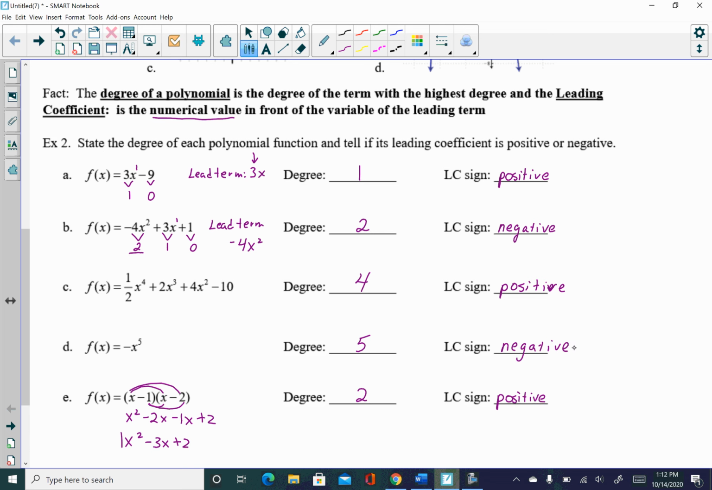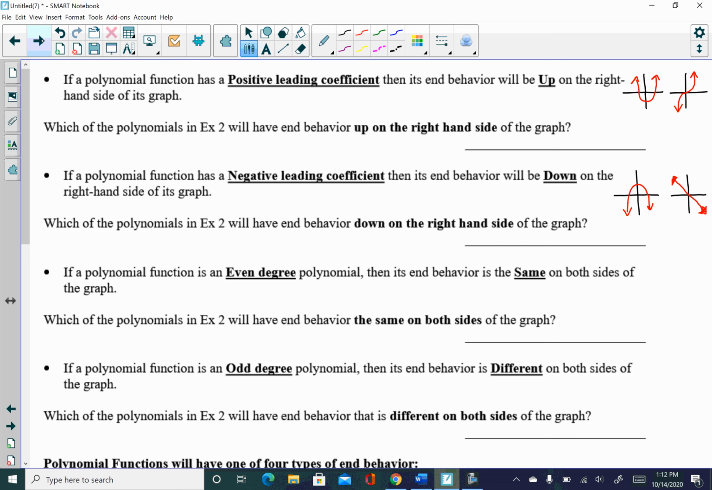All right, let's flip it on over, and on the next page we're going to be putting a little bit more to this degree and the leading coefficient sign, and actually reference back to this example. At the top of the page, the first bullet point says that if a polynomial function has a positive leading coefficient, the number out in front at the very first term, then its end behavior will be up on the right-hand side of the graph. What I mean by end behavior on the right-hand side is that for both of these graphs that I've drawn, this is the right-hand side, this is the right-hand side, and you'll notice that it is going up on both of those pieces.